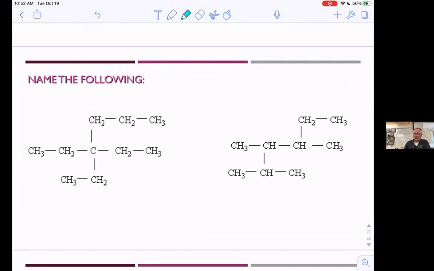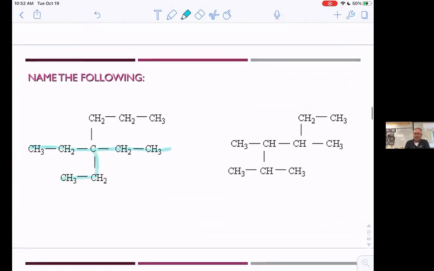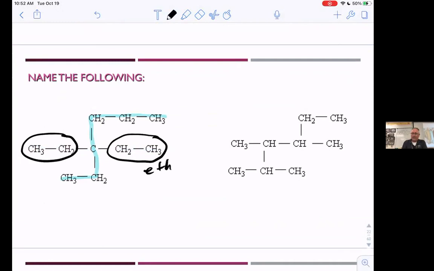First thing to do is find the longest carbon chain. This way would be 5. This way would be 6. So this looks like a swastika. Okay. This would actually be correct here. And if I look, I've got one group here and one group here. These have 2 carbon groups each, right? And the prefix for 2 is eth. So these will be called ethyl groups.